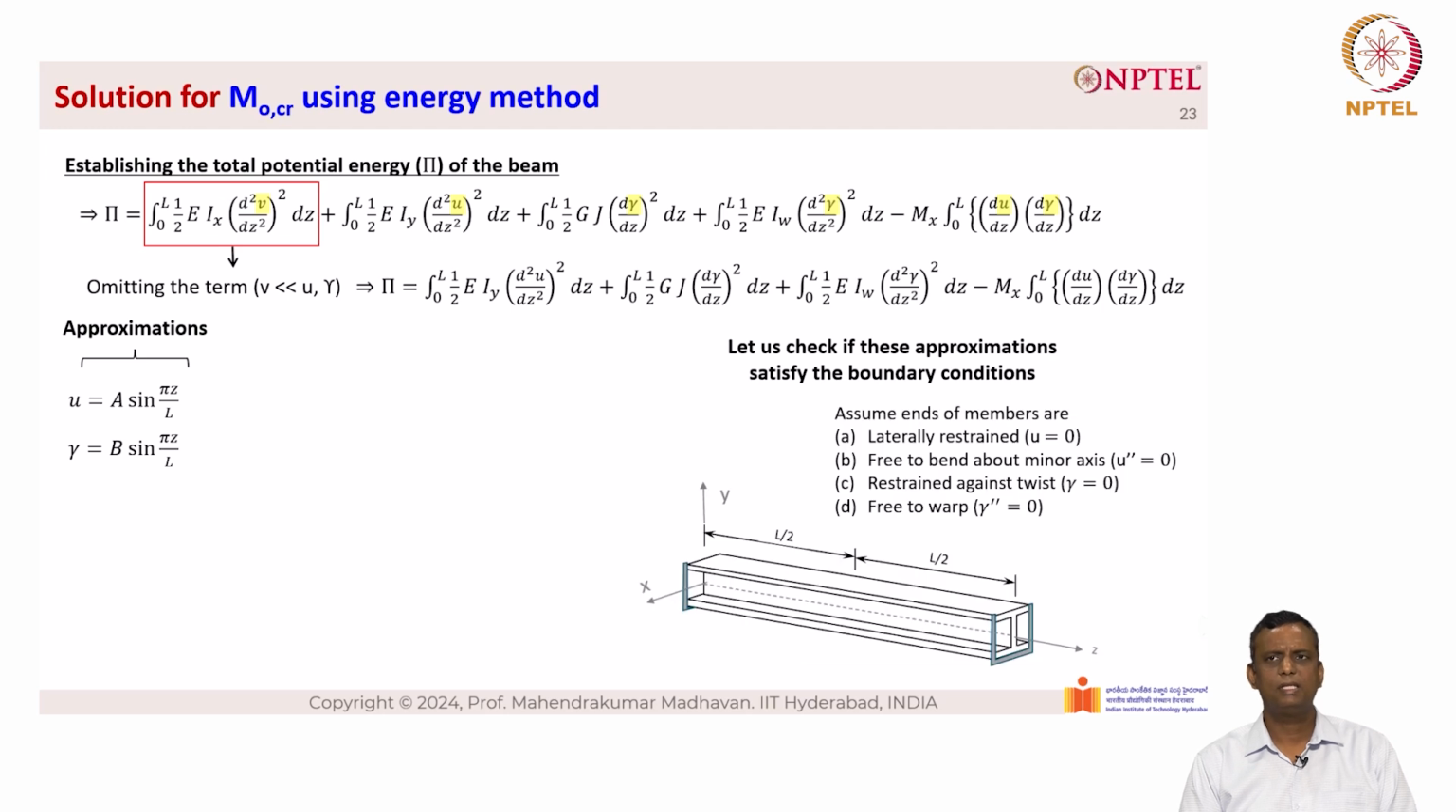The boundary conditions, as we described, assume the ends of the member are laterally restrained, which is u equal to 0, free to bend about the minor axis, which is u'' equal to 0, restrained against twist, which is γ equal to 0, and free to warp, which is γ'' equal to 0.